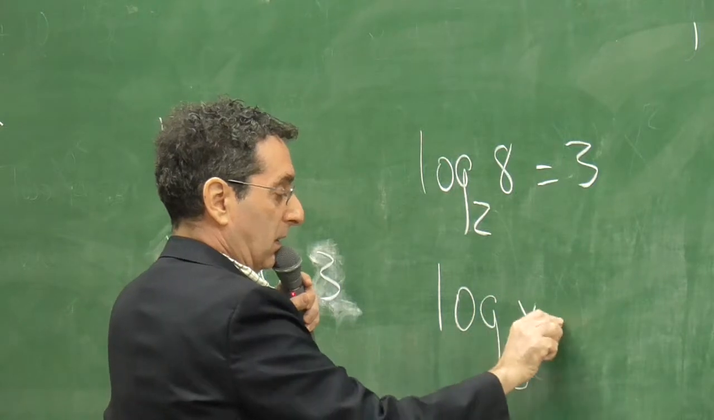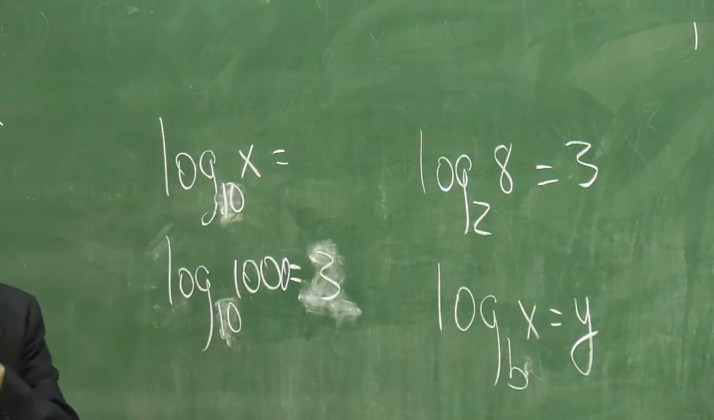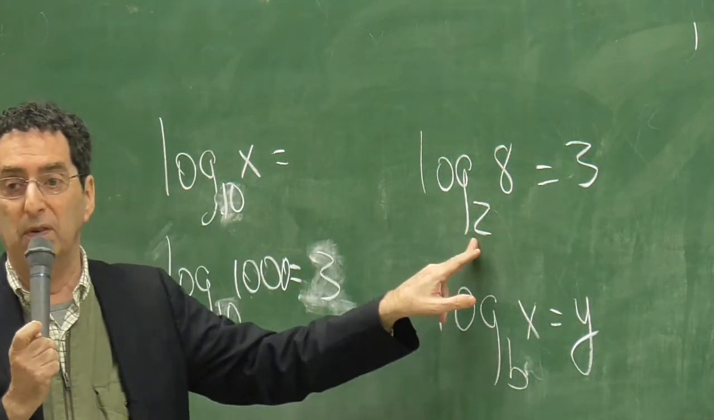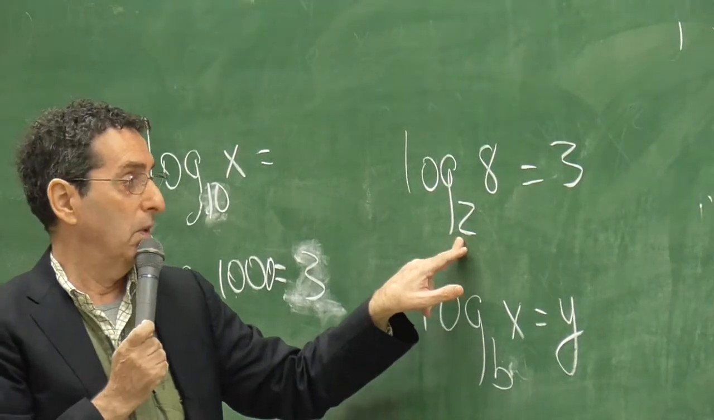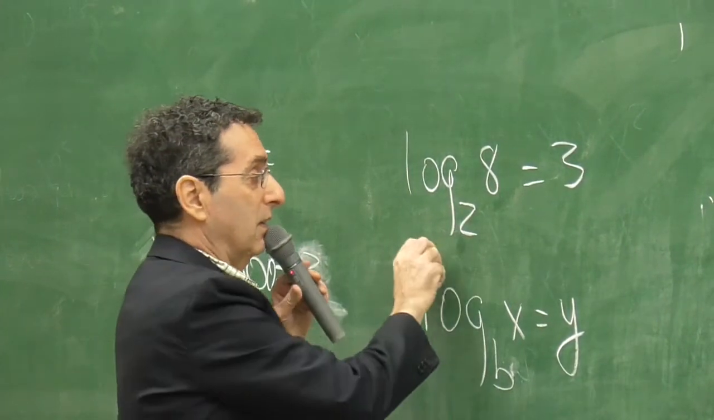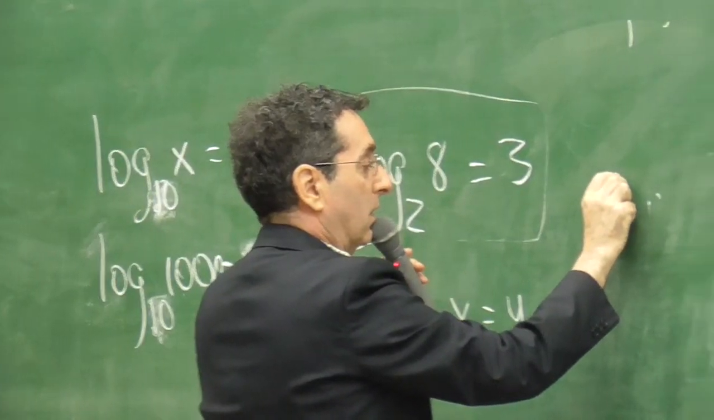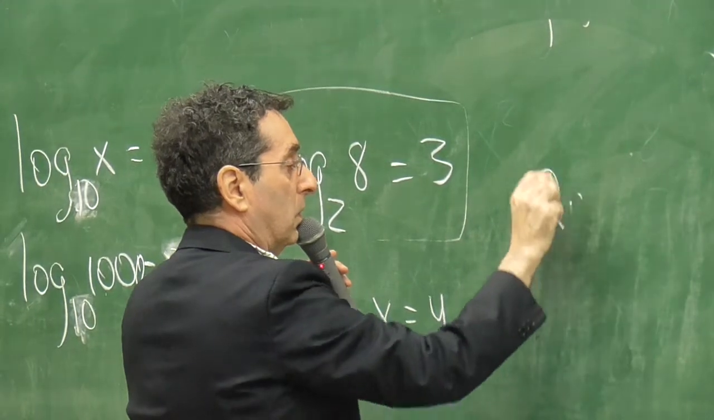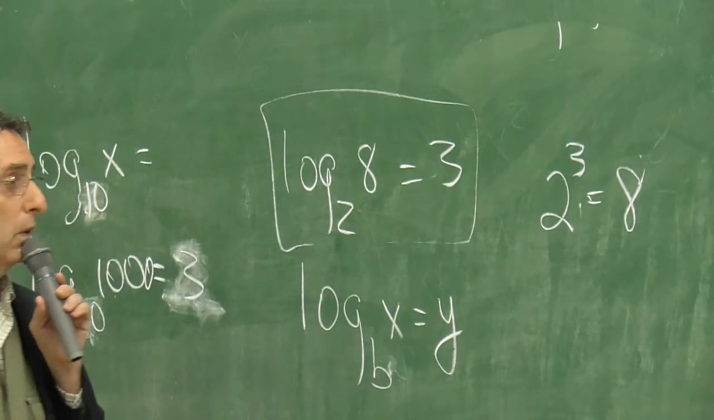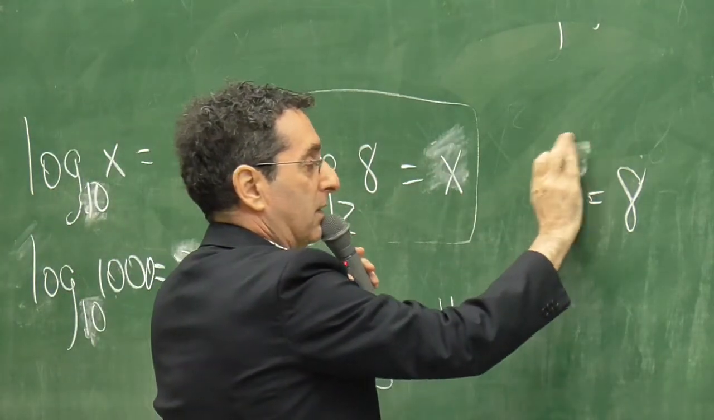b to the x equals y, what's the question? Like this question: what number do you have to raise 2 to get 8? Or in other words, this is the same thing as this: 2 to the 3 equals 8. Or if I write it like that, this is the same thing as this.